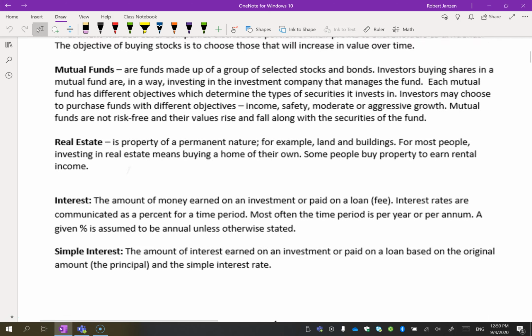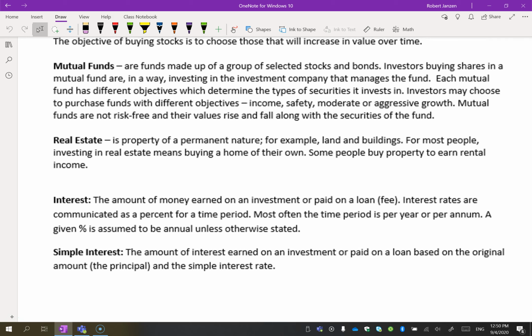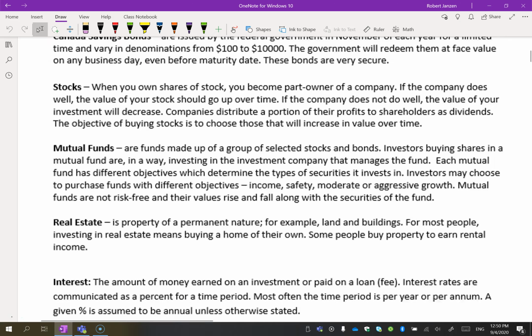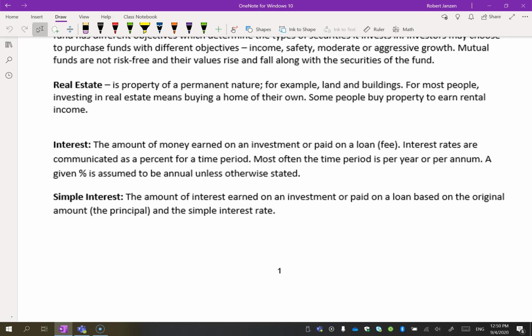What is interest? That's kind of the focus of this unit. Interest is the amount of money earned on an investment. In other words, if you have money and you invest it, you can invest it in many different things, and there's some of them listed here. But if you invest it, how much are you paid for that? Okay? Like if you think about a bank, the bank's the most common place to invest money.